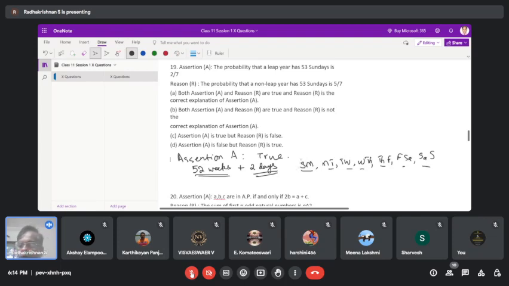What is the possibility that 2 Sundays are there? This combination, Sunday, Monday, has got two Sundays, and Saturday, Sunday, has got 2 Sundays. So these 2 days have 7 possible outcomes, out of which only 2 are favorable. That is why the probability that there are going to be 53 Sundays will be 2 by 7. So assertion A is true.